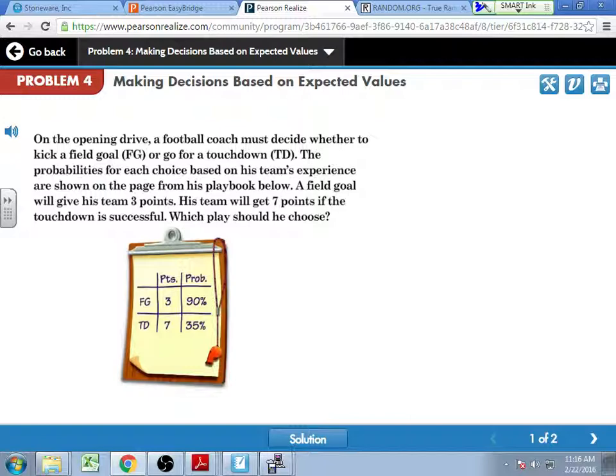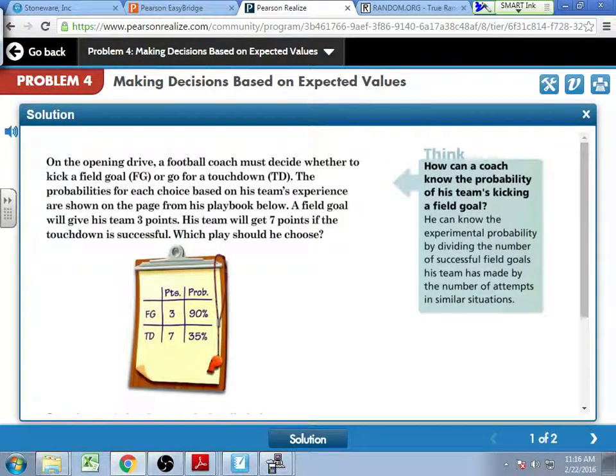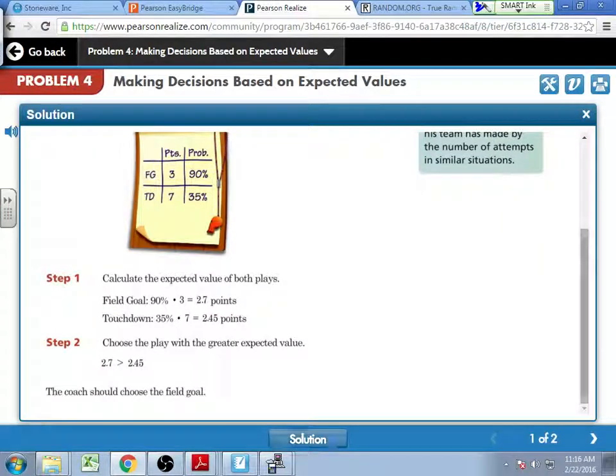So we do the same thing here that we did for the points on the dartboard. We set up the probability of getting a field goal times those points, and the probability of getting a touchdown and the points we would get from that. Based off this probability distribution, which would be better? Which has a better outcome? Field goal, right? Because I'm more likely to get a field goal, that's a better outcome based off the points.